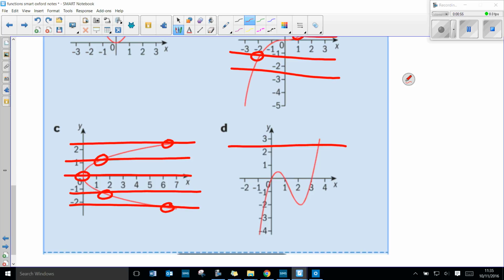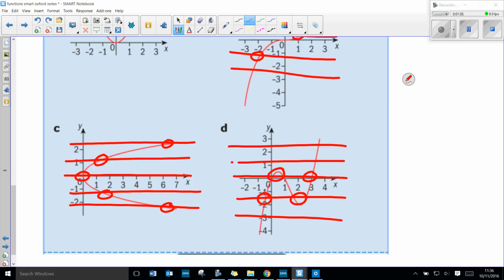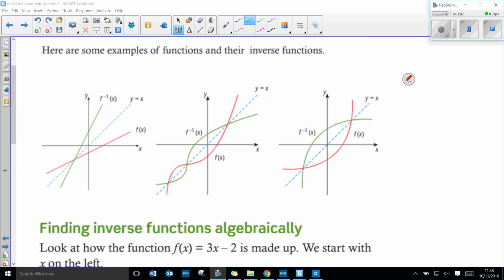And for D, it does not have an inverse function because there are parts of the line that touch more than once. If you have a function, its inverse would be represented as the reflection of the graph over y equals x, which is shown by these graphs.